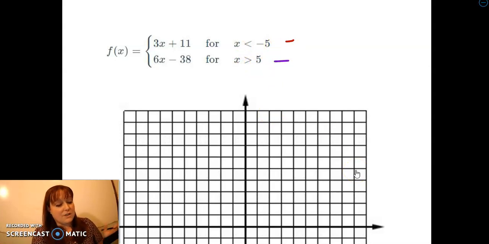So first, the first one's a little tricky because it's got an intercept of 11. And I'm like, ooh, but I don't have 11 on my graph. I only have 10.